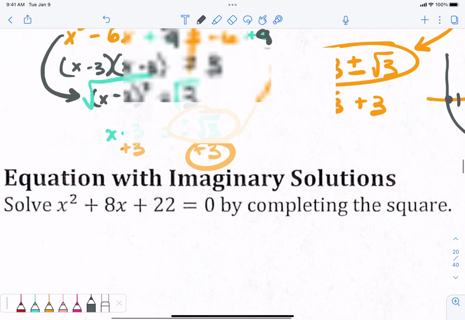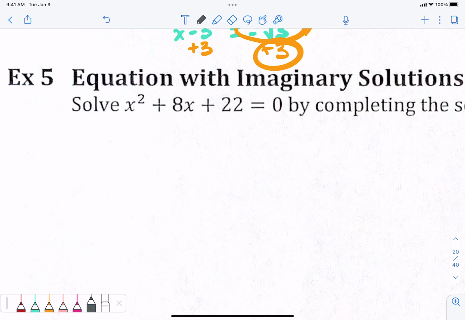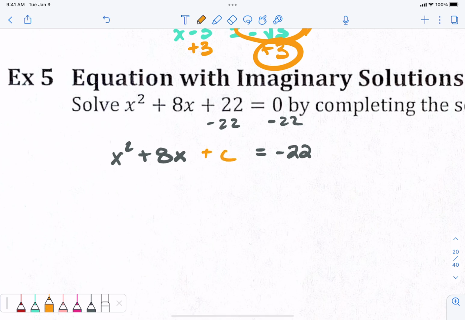Okay, next. Same process again, but this time we're going to end up with a really ugly answer, but we'll get to that. It's fine. First step. What are you going to do first? Minus the 22. Always get that to the other side, but leave a space for your plus C. It's going to be negative 22 on the right side. Leave a space for your plus C plus C.